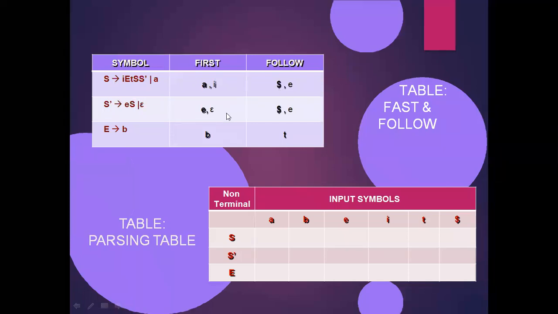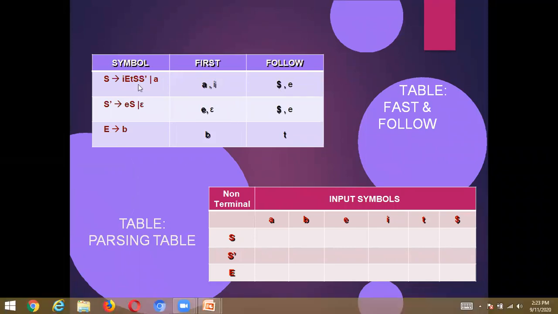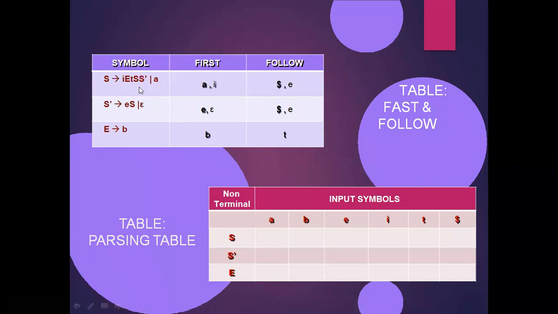Now S dash. We are having S dash in rule 1, make it as a B, and beta is epsilon. If beta is an epsilon, follow of B is equal to follow of A. And here for what variable are we constructing? S dash, right? So follow of S dash is equal to follow of S. Why? Because follow of S is already constructed. So the same output for S and S dash.